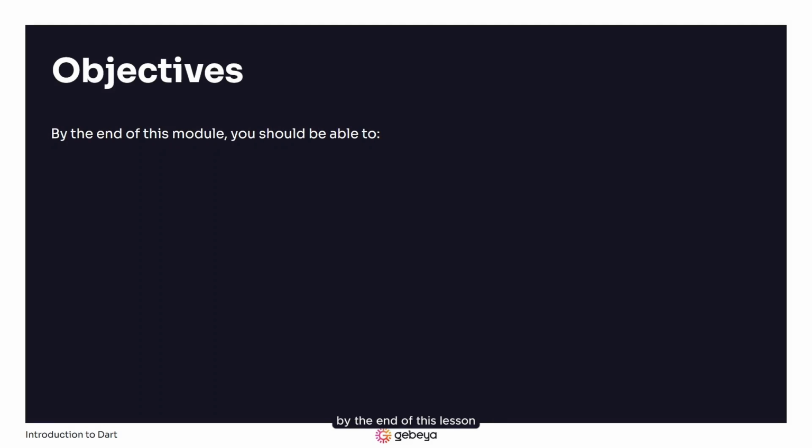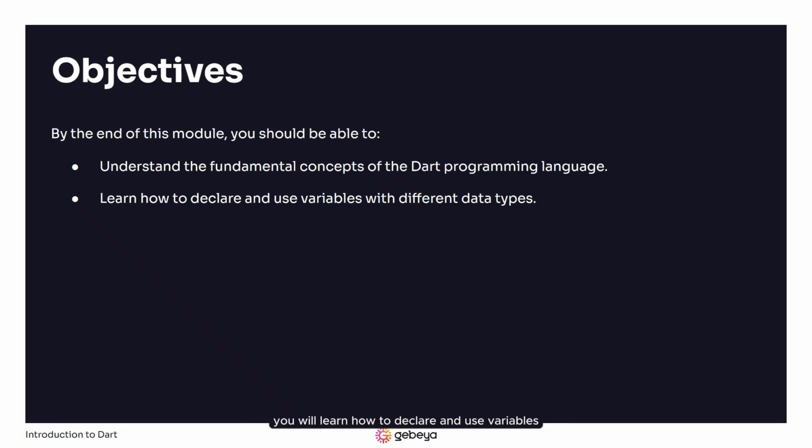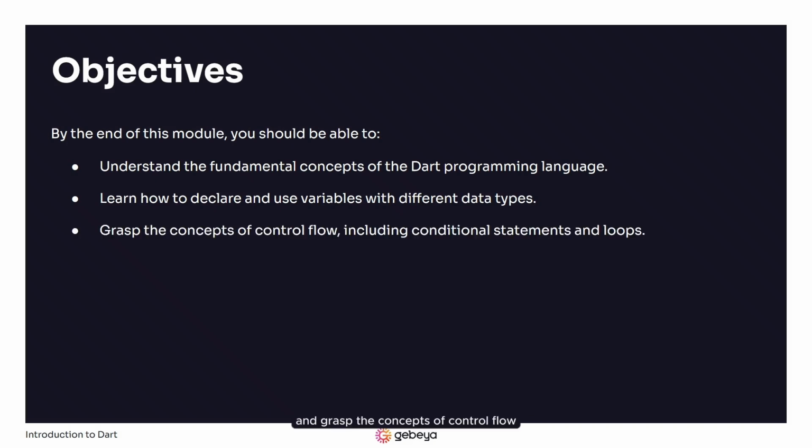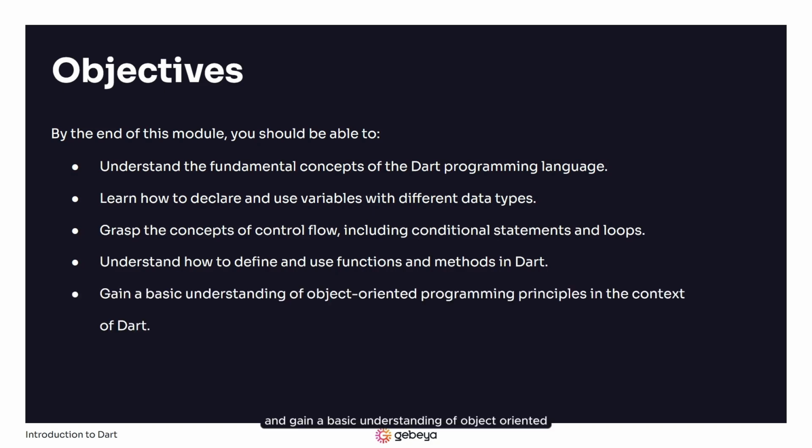By the end of this lesson, you will understand the fundamental concepts of Dart. You will learn how to declare and use variables with different data types and grasp the concepts of control flow, including conditional statements and loops. You will also learn how to define and use functions and methods in Dart, and gain a basic understanding of object-oriented programming principles within Dart, which will help you structure your apps in a clean and scalable way.